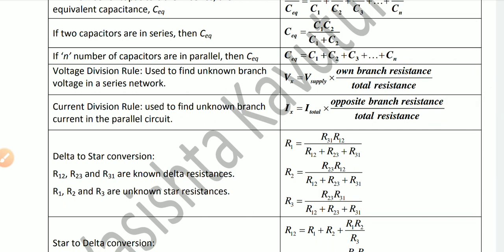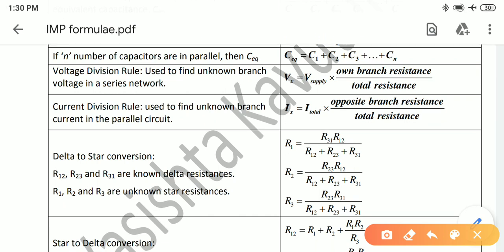It is used to find the unknown branch voltage in the given series network. Therefore, it is given as Vx, nothing but the unknown voltage across a resistor, that is given as the total voltage, that is the supply voltage, multiplied with its own branch resistance by total resistance. Next, current division rule. It is used to find the unknown branch current in the parallel network. So therefore, it is given as a direct shortcut formula, Ix, nothing but the unknown branch current in the parallel circuit, that is given as total current multiplied with opposite branch resistance by total resistance.